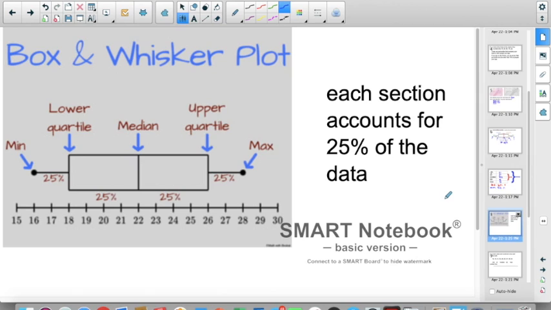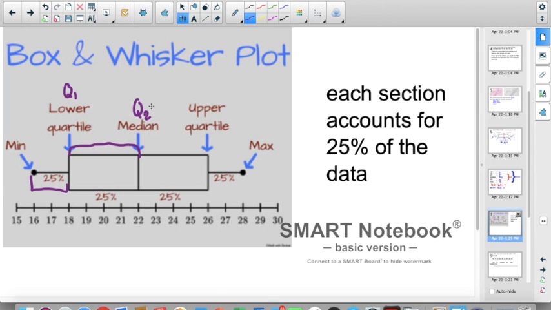Super important information: box and whisker plots. Each section accounts for 25% of the data. Very important to understand. Notice here, from the min to the lower quartile, that's 25%. From the lower quartile, Q1, all the way to the median, which is Q2, that's another 25%.